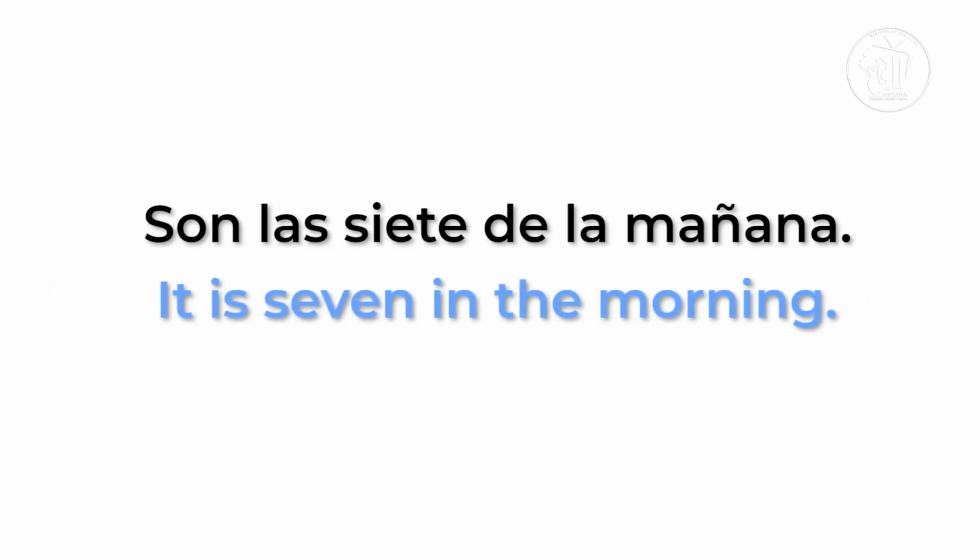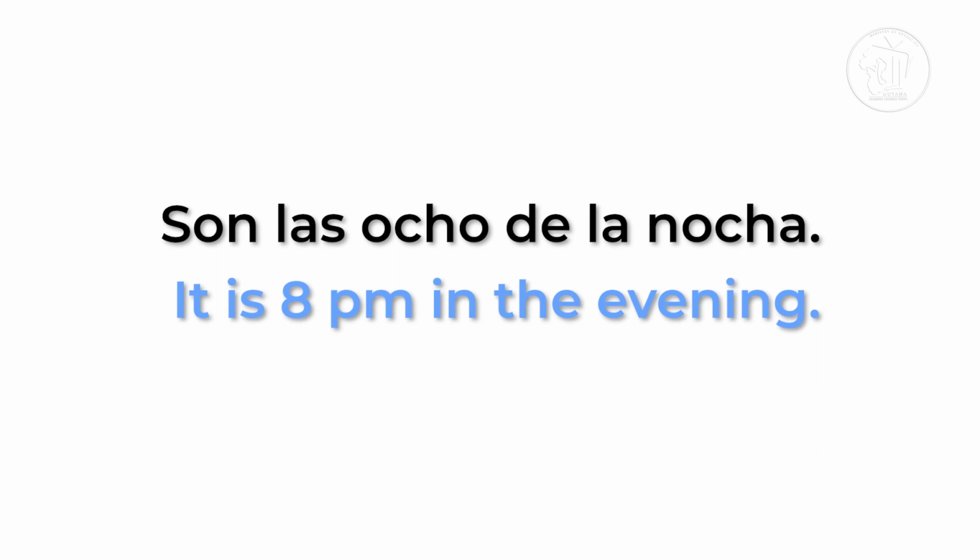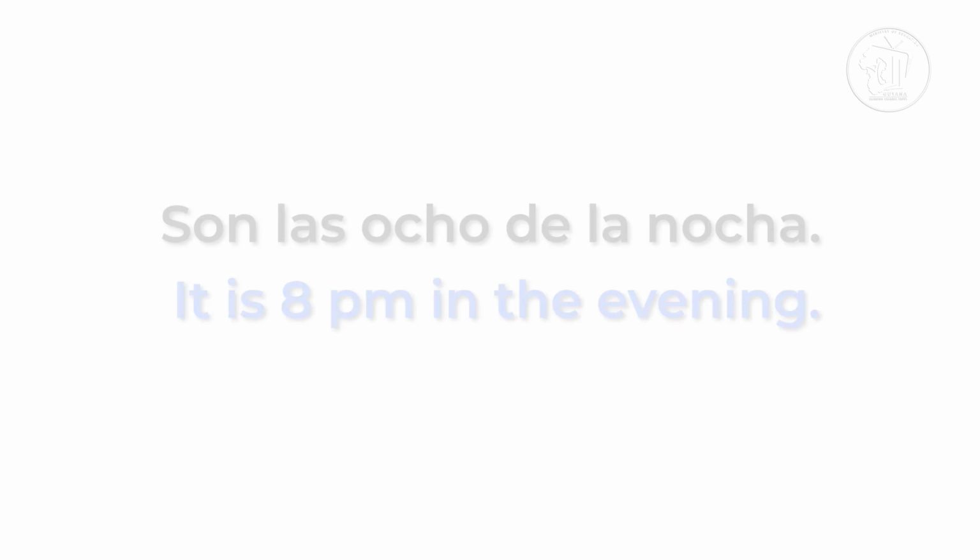If you want to say an hour in the morning, for example, it is 7 in the morning, you could say son las 7 de la mañana. If it's 5 in the afternoon, you could say son las 5 de la tarde. Let's assume it's 8 in the evening or at night. We could say son las 8 de la noche.